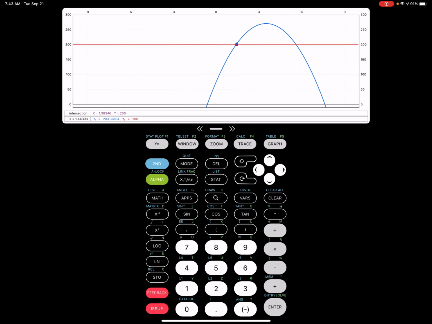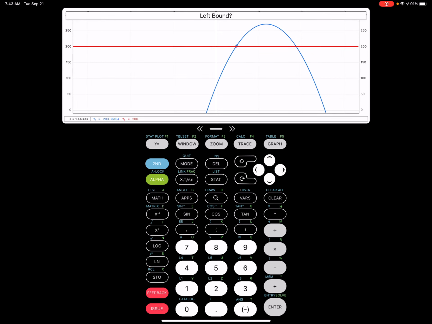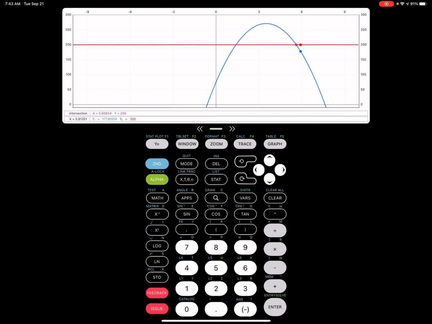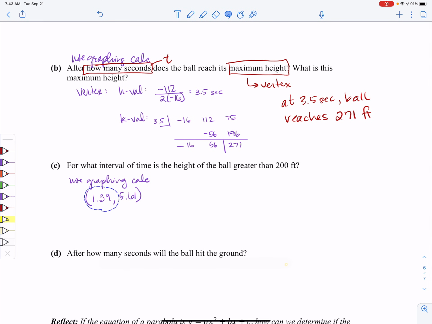Now let's go and do the same thing for the other intersection. So back to second trace, option number 5, arrow over to the second point of intersection, push enter. You can push enter again, and then a third time for your guess. And you'll notice that the point of intersection now occurs at 5.60654. So that's going to be that second value that I have there, 5.61. So from the time of 1.39 seconds all the way up to 5.61 seconds, the ball is above 200 feet.